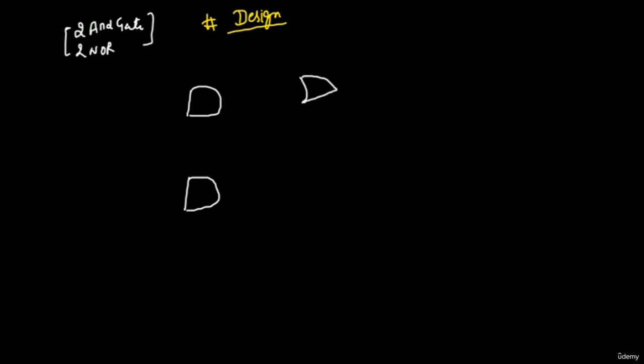Okay, so let's design the circuit. The entire circuit is designed with two AND gates and two NOR gates. That's all we want. Just four things, nothing else. So let's make the gates first. This is AND. This is another AND gate. Now I am just drawing the NOR gate, and this is going to be the second NOR gate.